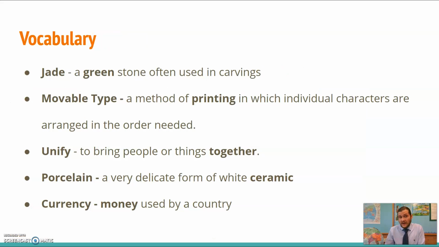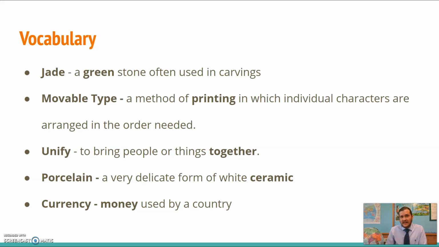So we have some vocabulary. Your first vocabulary word is jade, which is a green stone often used in carvings. Next, you have movable type, which is a method of printing which uses individual characters that are arranged in the order needed. Next is unify, and that's to bring people or things together.